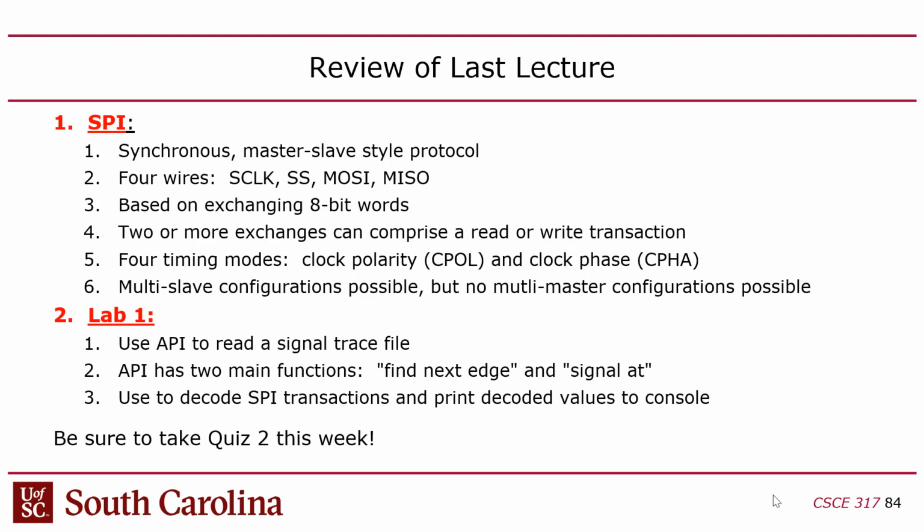There are 4 timing modes. Why? I don't know why. This is just a weird thing about SPI. I can't imagine why this exists, but there's 4 timing modes where basically you've got clock polarity, which defines whether the clock idles high or low, and clock phase, which determines which edge of the clock the first bit is read on when you start a new exchange or a new transaction, when you initiate an operation.